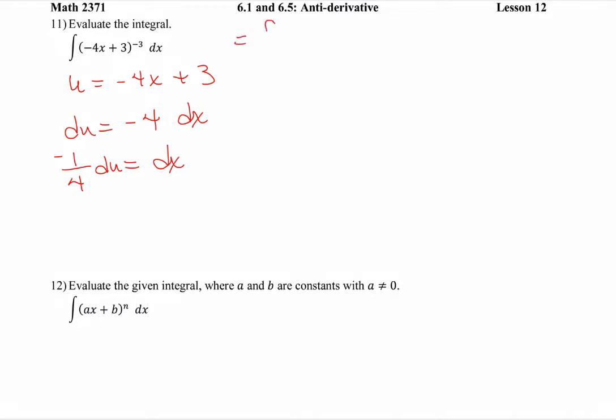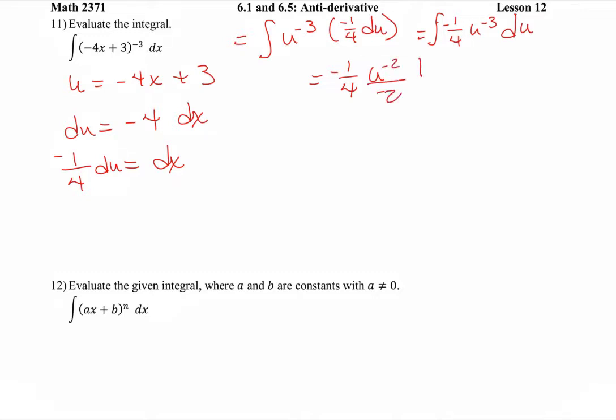Substitute. So this is the integral of u to the negative 3rd times negative 1/4 du, equals, reorder, negative 1/4 u to the negative 3rd du. Integrate, negative 1/4 u to the negative 2 over negative 2 (parentheses) plus c. Negative 3 plus 1 equals negative 2.